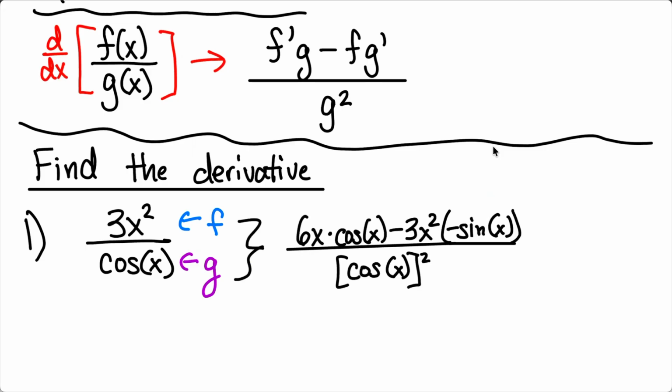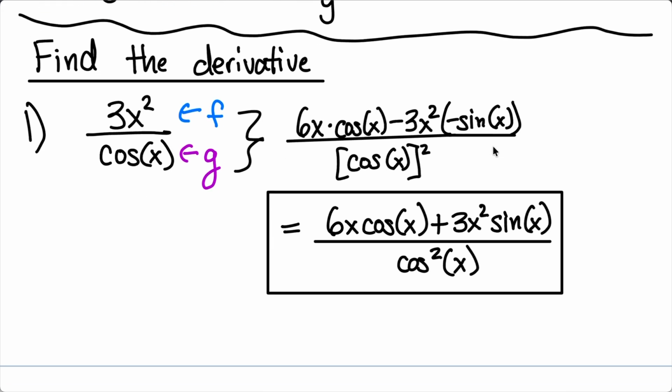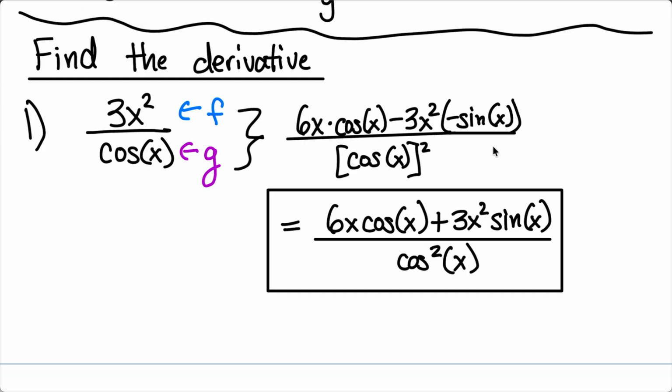So if we go from identifying our upper and lower functions, we would get the derivative of 3x squared is 6x times g, which is cosine of x, minus f, which is 3x squared, times negative sine of x, which is the derivative of cosine, all over cosine squared, our bottom function squared. And if we simplify this, we could write this 6x cosine x plus 3x squared sine x all over cosine squared x. Again, it's plus because we have a negative here and we have another negative here.